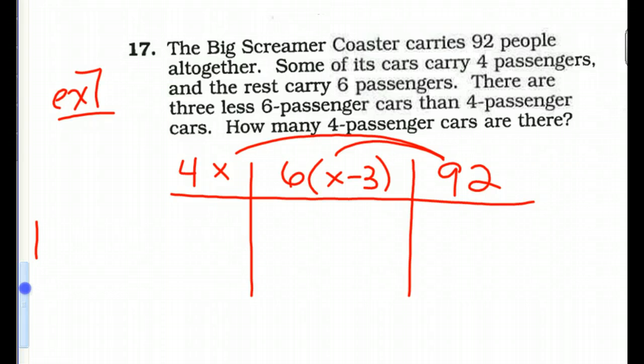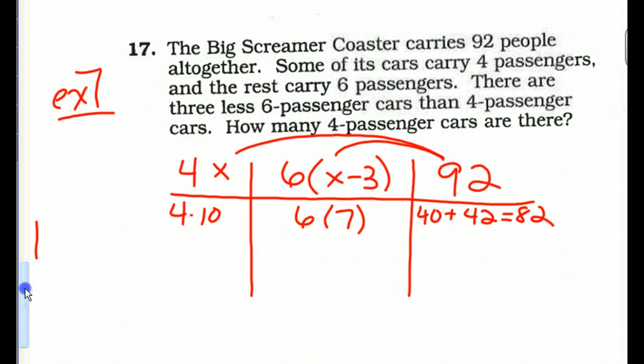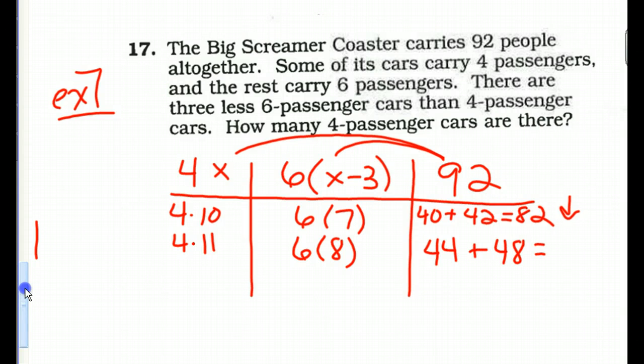So let's start guessing some things. Let's just do 10 for X. So 4 times 10. And then over here, this would be 6 times 7. So this would be 40 plus 42. Oh, we're so close. That's 82. So we're too low. Why don't we try 11? 4 times 11. And we have 6 times 11 minus 3 is 8. So that'd be 44 plus 6 times 8 is 48. Does that equal 92? I believe it does. 92. Yay.